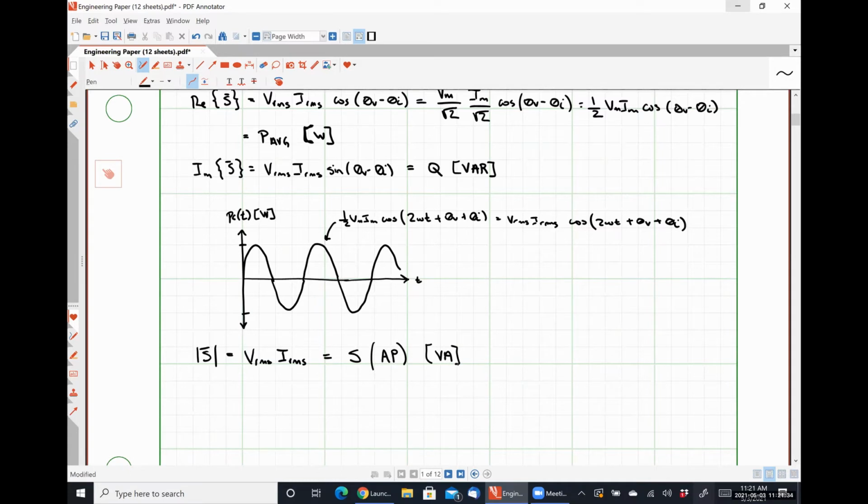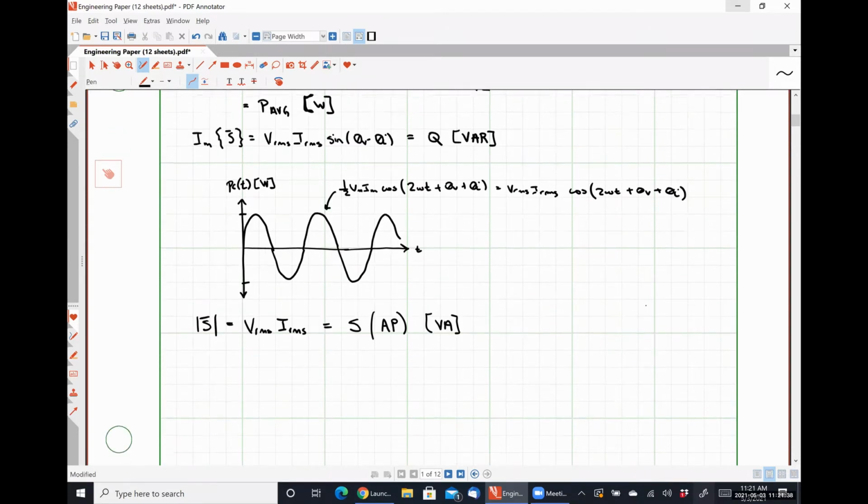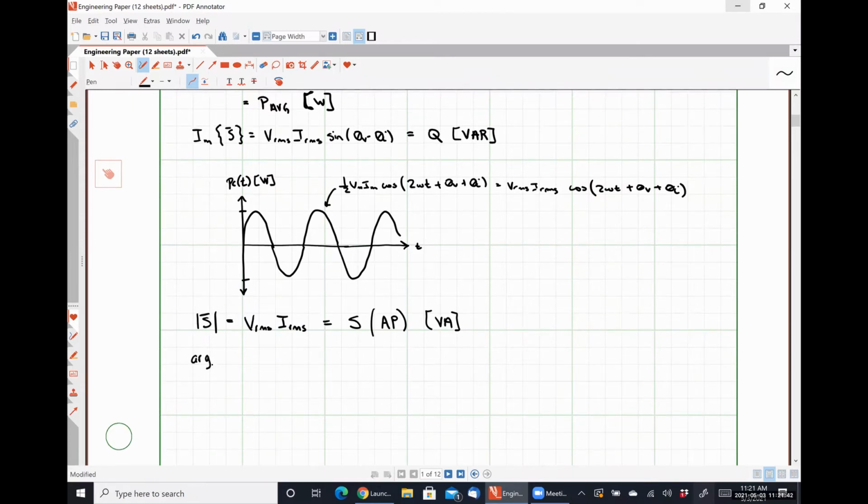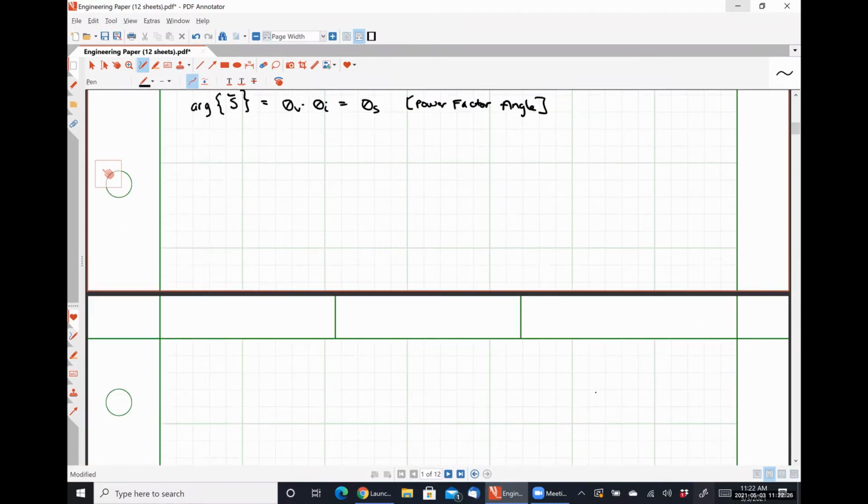The last portion of our big expression that we have yet to look at is the angle or the argument of the polar form. So the argument of our polar form of complex power, theta V minus theta I, is also expressed as theta S, and this is known as the power factor angle. Okay. The power factor angle is defined as the angle by which the voltage leads the current in the load. And so now we're going to spend a couple of minutes talking about power factor, because this is one of the most critical pieces of complex power.